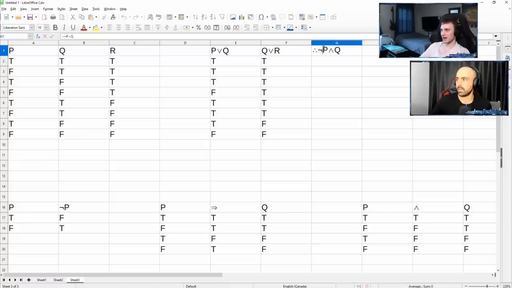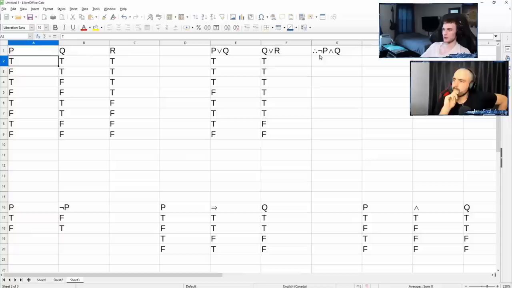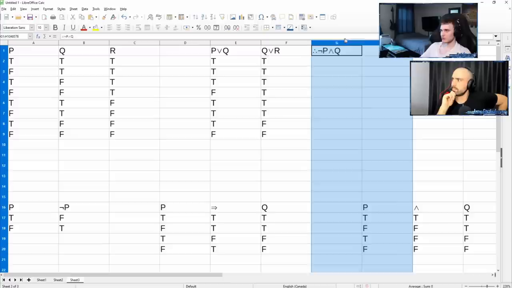I think that with negation, what you really want to do is look at P and Q, but for P you have to pretend it's the negation of P. So you'd actually want to draw out another column there with not P. Can I insert a column? Is that going to work? Yeah, sweet.